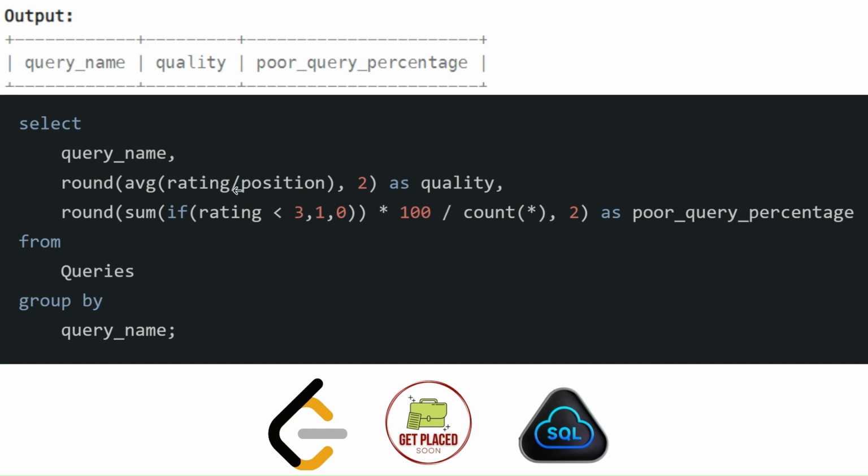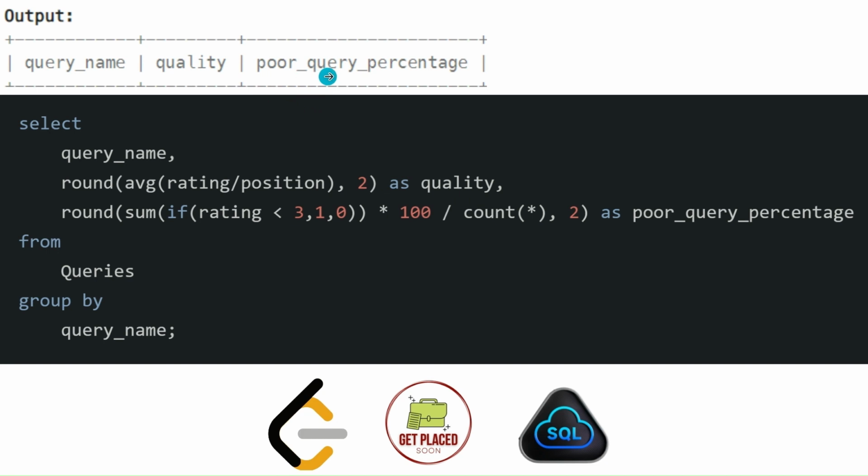Now they have mentioned in the question that all the values should be rounded to 2 decimals. Therefore, in round, the calculating part will be the first parameter and up to 2 decimals, right? Therefore, 2 will be the second parameter. Now we will mention this as the column name. Under the column name quality, all these values will go.